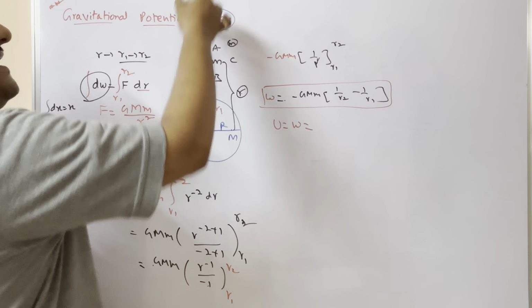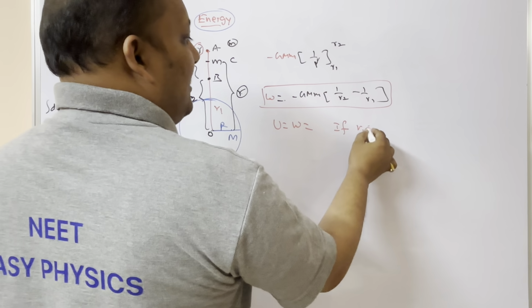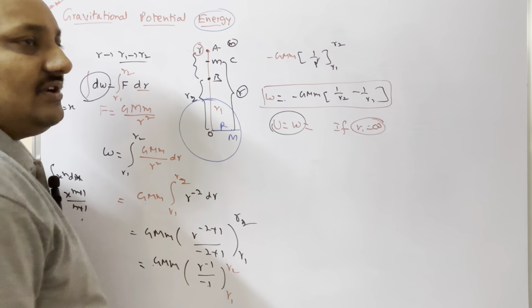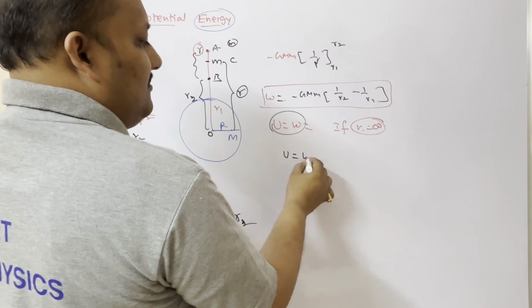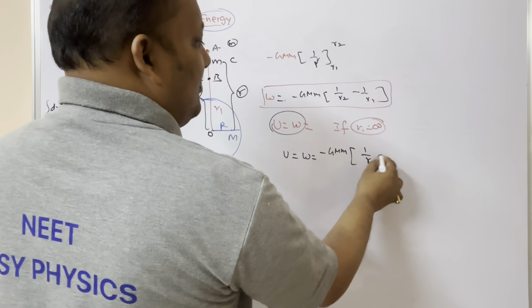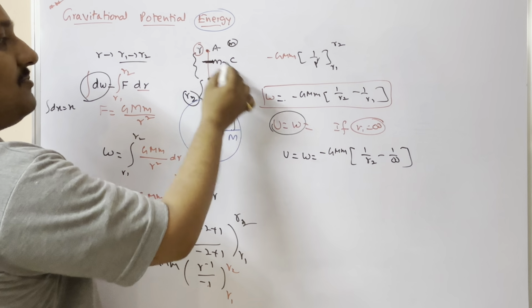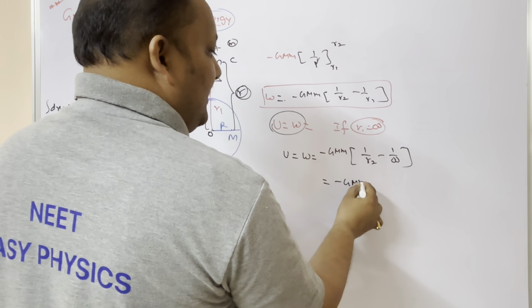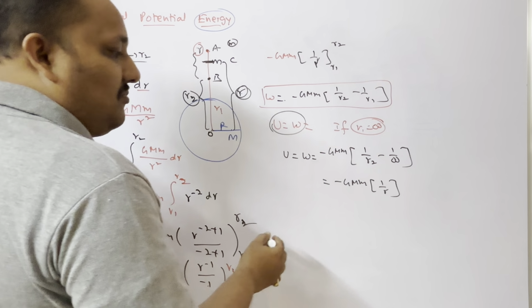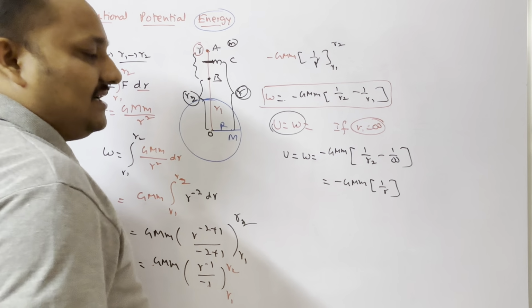If this r1 is at infinity, if you are bringing the object from infinite distance, then how will this potential energy or work done come? U is equal to W is equal to minus GMm into 1 by r2 minus 1 by infinity. If this r2 is going to be R, up to this point you are bringing, then minus GMm by R. So finally you got one point. That point is the important one for us. We have just derived how that equation came.